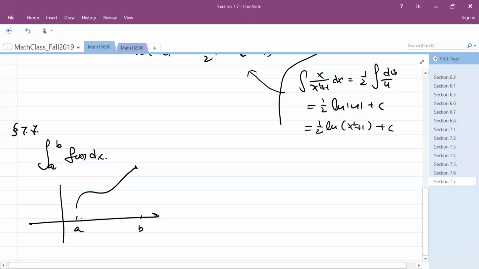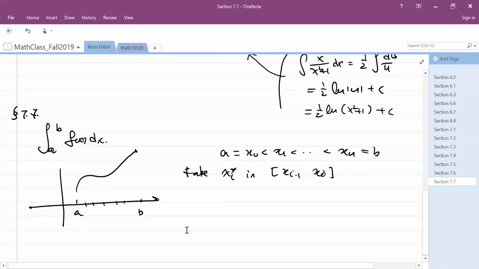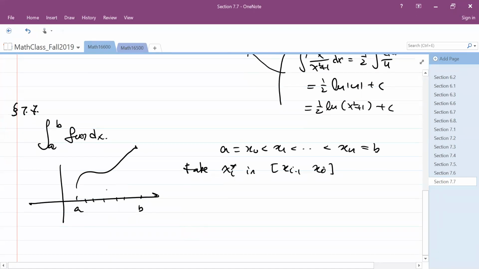First of all, you partition the interval. It's not necessarily the same size. a equals x0, x1, all the way to xn equals b. That's an arbitrary partition. Then in each subinterval, I take an arbitrary point. Put it this way: this is xi star, an arbitrary point.